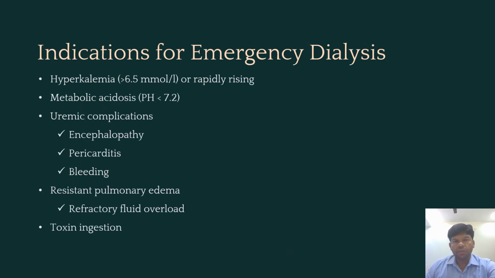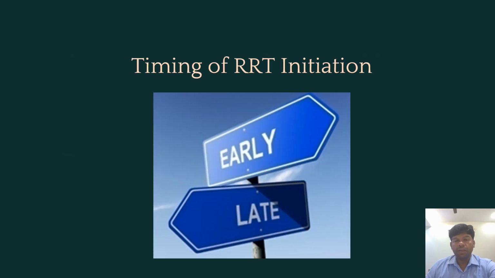There is no confusion regarding emergency dialysis. We have to start dialysis whenever the patient has refractory hyperkalemia, refractory metabolic acidosis, or uremic complications like encephalopathy, pericarditis and bleeding. Also if the patient has pulmonary edema that is resistant to medical therapy like diuretics, or has ingested some dialysable toxin, you can definitely go for emergency dialysis.